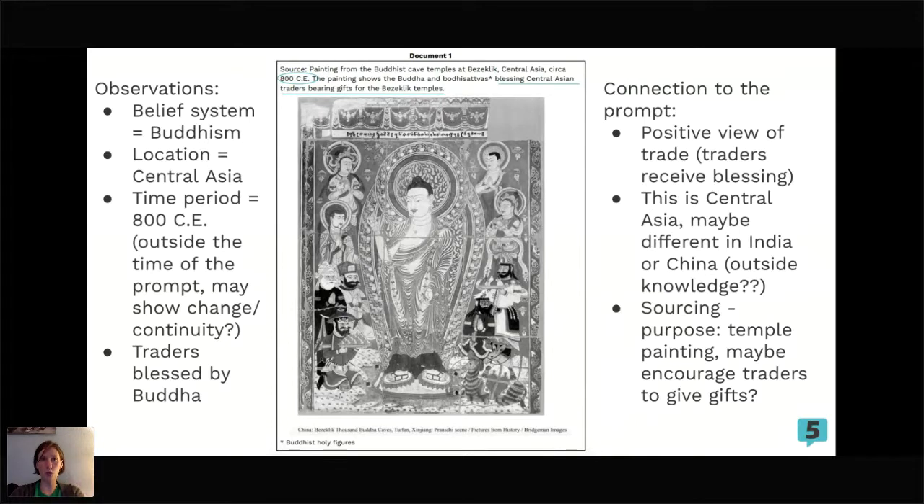What do you notice? And then connect those observations to the prompt itself. How does what I've seen in this document help me to answer the question that I've been asked? So at this point, we've talked about what is the DBQ. We've talked about the scoring categories. We've looked at a prompt. We've looked at a document.